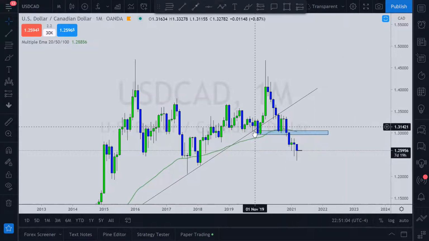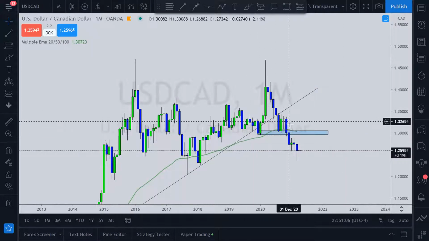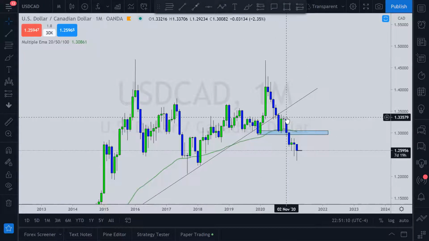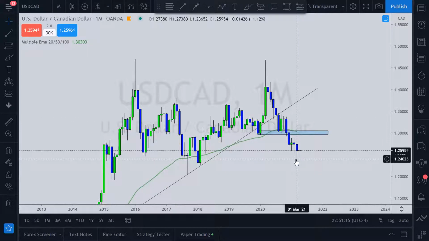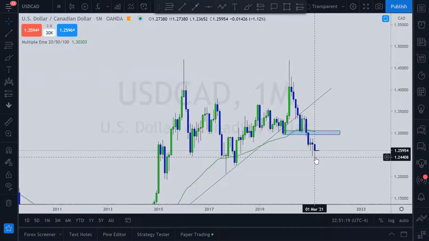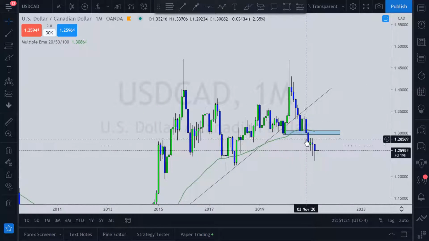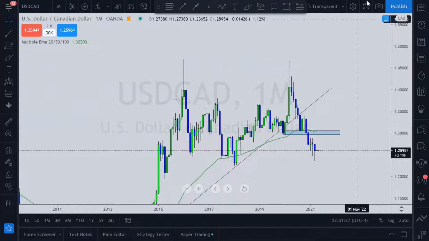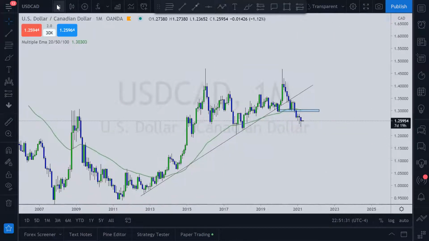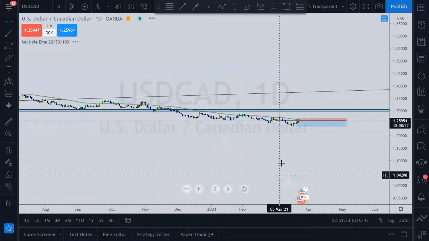All right, but what we know is that this is a break of structure. So we have a lower high here, and we're on our way to making the lower low. Actually, that lower low was made already. You see, after we get that bullish candle, we made the lower low. So this establishes that we're no longer in an uptrend, right? Let's go back to where we were. Let's go back to the daily.